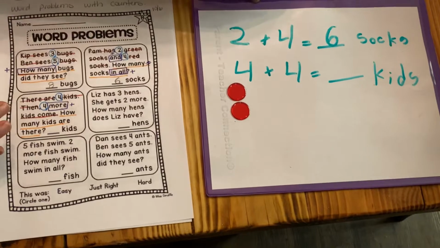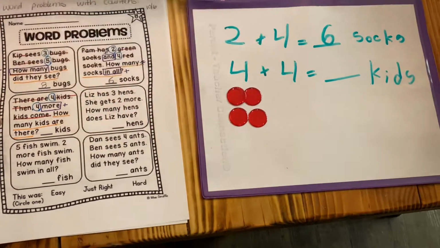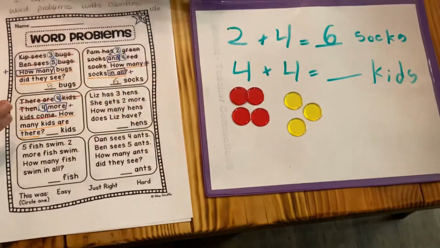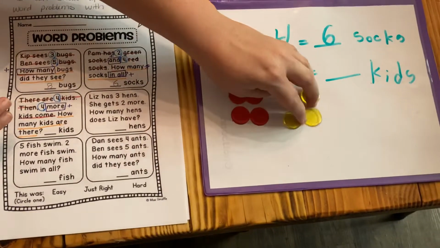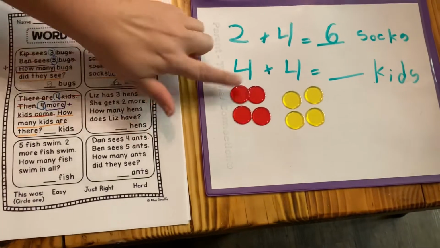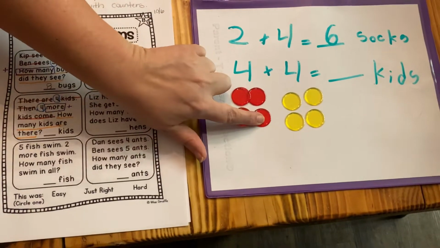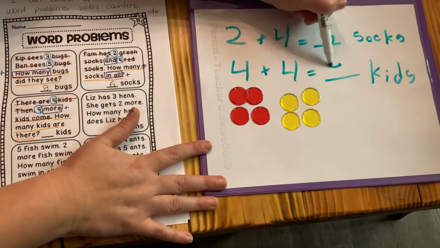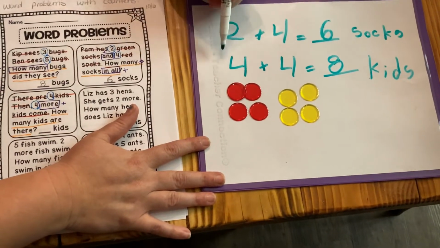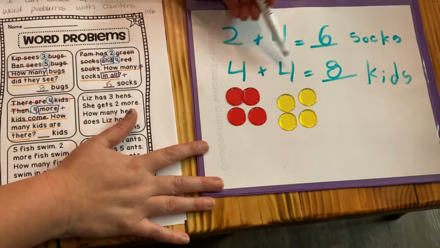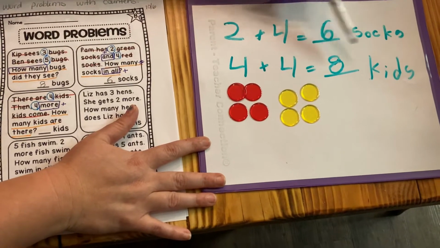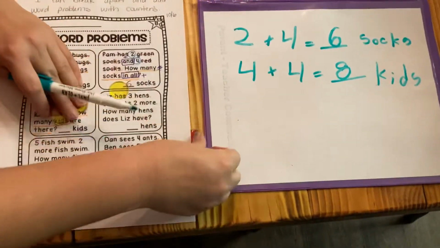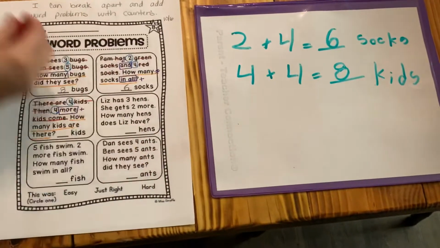I have 4 and I have 4. Counting them out. Ready? 1, 2, 3, 4, 5, 6, 7, 8. Remember, don't start over. Keep counting. So 4 kids plus 4 more kids is the same as 8 kids. Okay, take away your counters, but leave your equation.